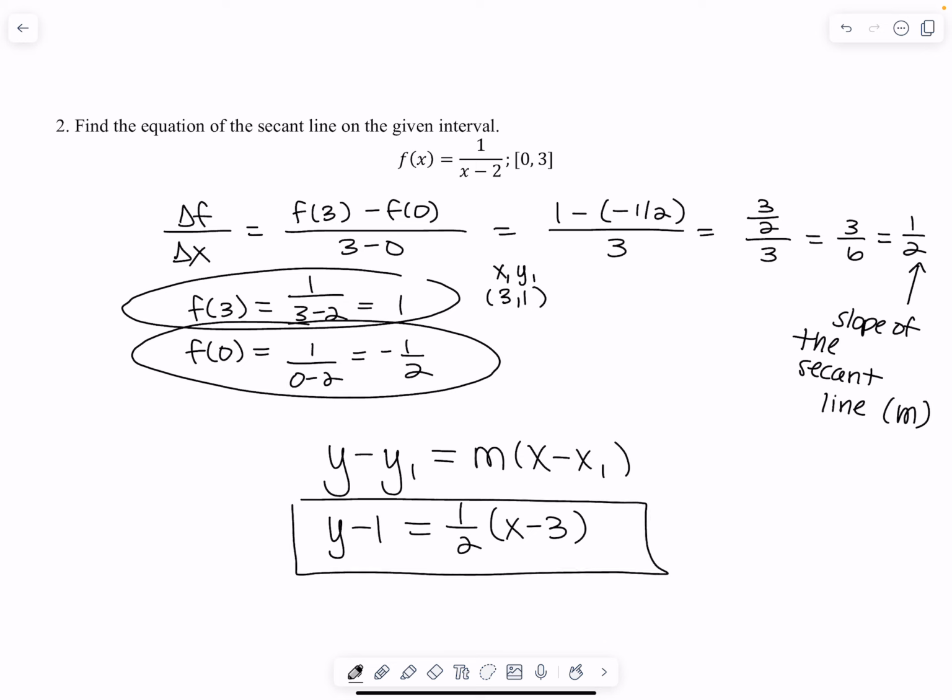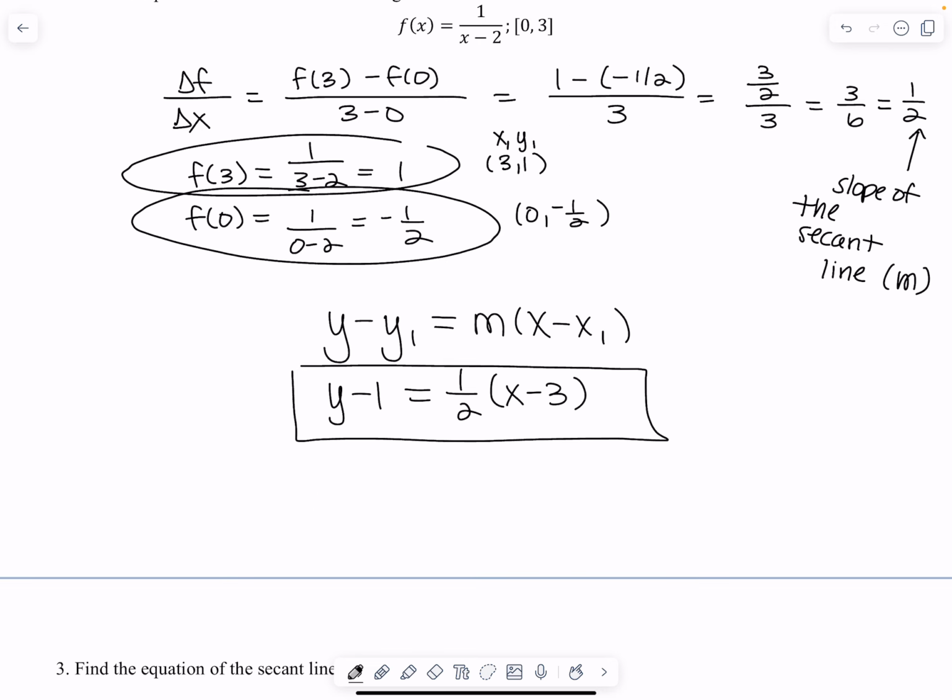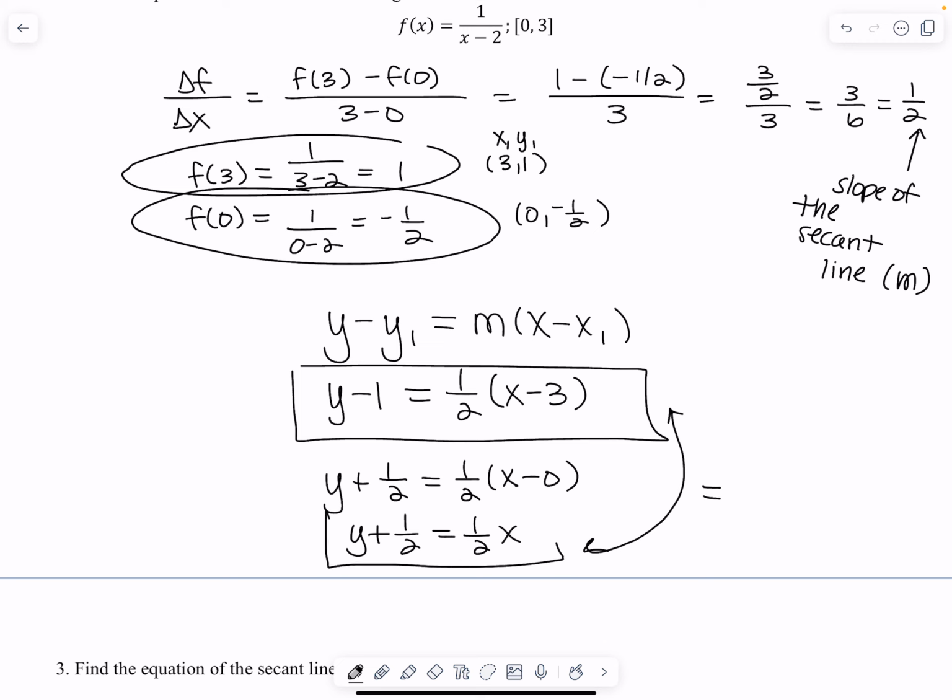If you chose to use the other point, 0, -1/2, then your equation would just look a little different, but it would be the same idea. Y minus -1/2 would be a double negative. So y plus 1/2 equals 1/2 times x minus 0, or maybe you would simplify that to just say 1/2 x. So just realizing that these are both equal, they're both correct final answers.